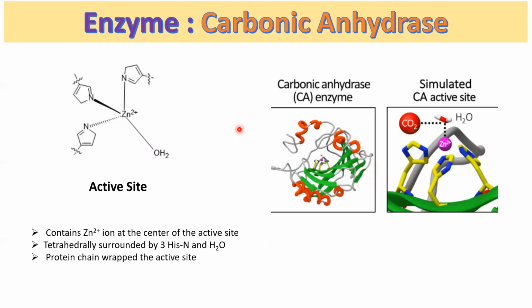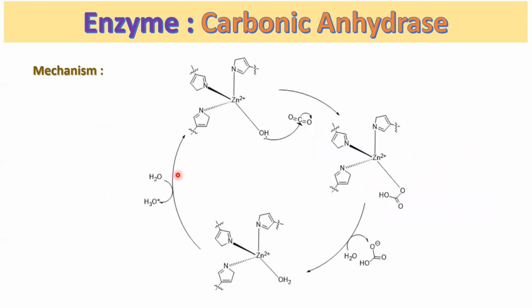So this is the active site structure of carbonic anhydrase enzyme. The active site contains a zinc 2 plus ion at the center, which is tetrahedrally surrounded by 3 histidine nitrogens, and the fourth coordination site is occupied by a water molecule, and the whole active site is wrapped by a protein chain. To discuss the mechanism, first I would like to focus on the zinc 2 plus ion.